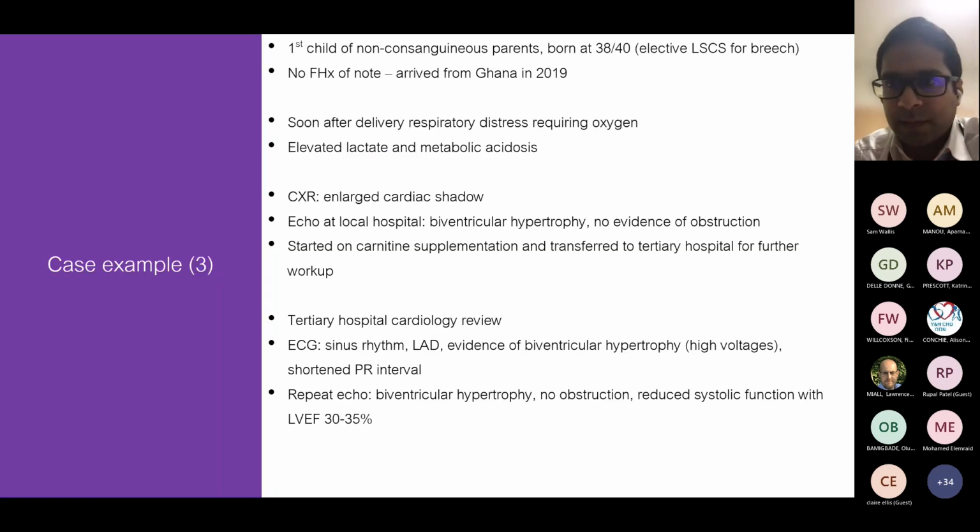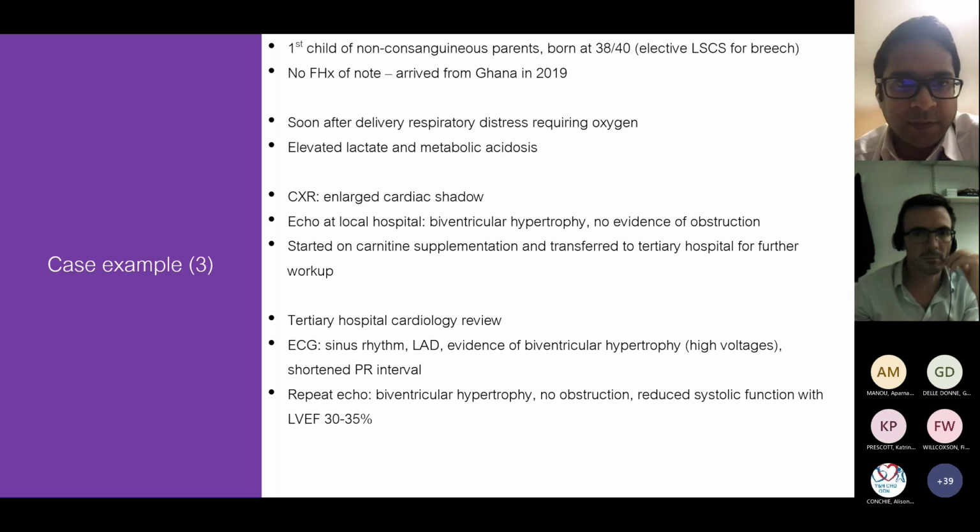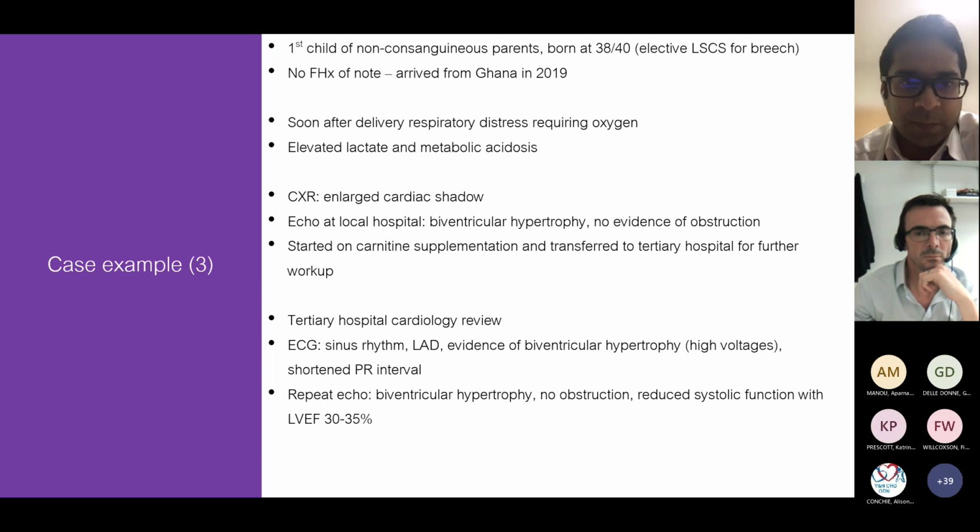And a final case. So this is a child of non-consanguineous parents, this time born at 38 weeks, no particular family history of note, and soon after delivery developed respiratory distress requiring oxygen, and did have an elevated lactate and a metabolic acidosis associated with that. Cardiomegaly again on the chest X-ray, and echo, this was at the local hospital. There was biventricular hypertrophy, and so they were started on carnitine supplementation in case there was a carnitine transporter defect, and then transferred to a tertiary hospital for us to work up.